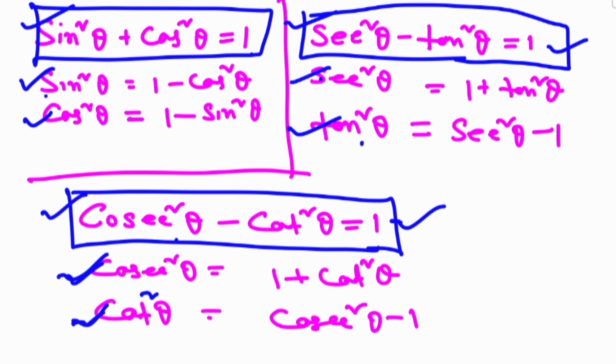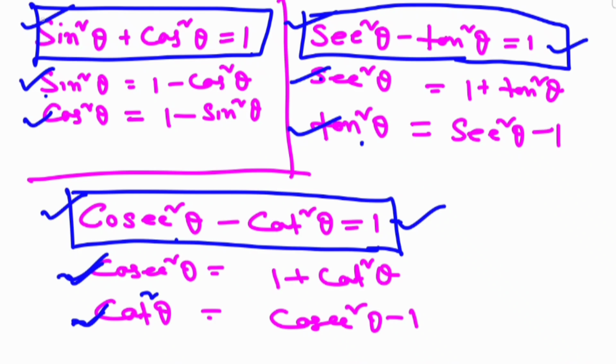Today we are going to discuss the trigonometric identities chapter. Trigonometric identities is the application of trigonometry, and identities means formulas. So for this chapter we have to remember a few formulas. It has three main formulas.